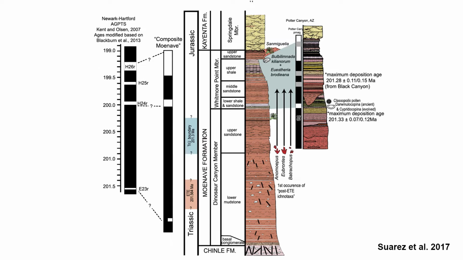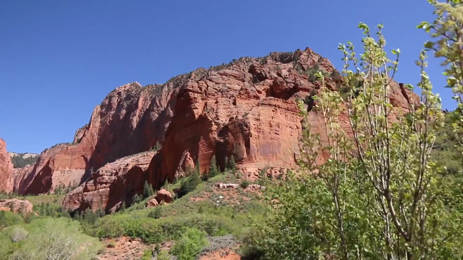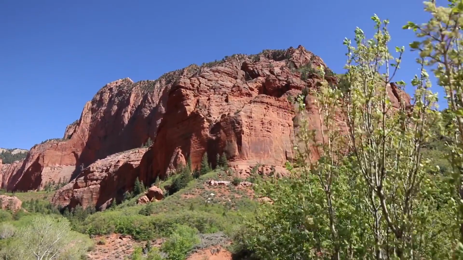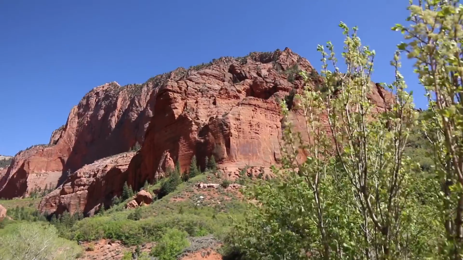Now, recent studies have begun to pinpoint the Triassic-Jurassic boundary in these sets of rock layers, placing it somewhere in the Moenave Formation, in the Dinosaur Canyon member, or the Whitmore Point member, but also possibly near the Springdale Sandstone or Kayenta Formation, or possibly a little higher near the base of the Navajo Sandstone, indicating that these thick and beautiful sandstones are the gradual repercussions of this major global warming event.